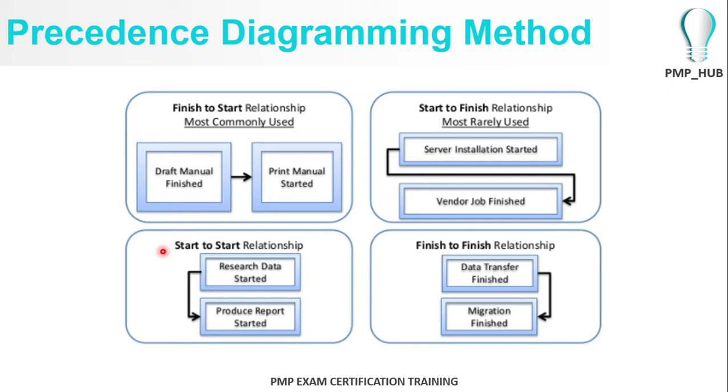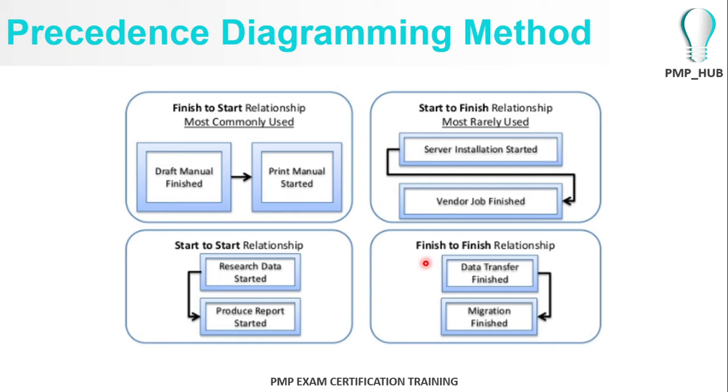Then again, there is a relationship called the start to start relationship. For example, to start producing a research report, first you have to start collecting research data. When you start collecting research data, then only you can start producing a report, maybe an intermediate report or a partially completed report. But to start producing a report, you will have to first start collecting research data.